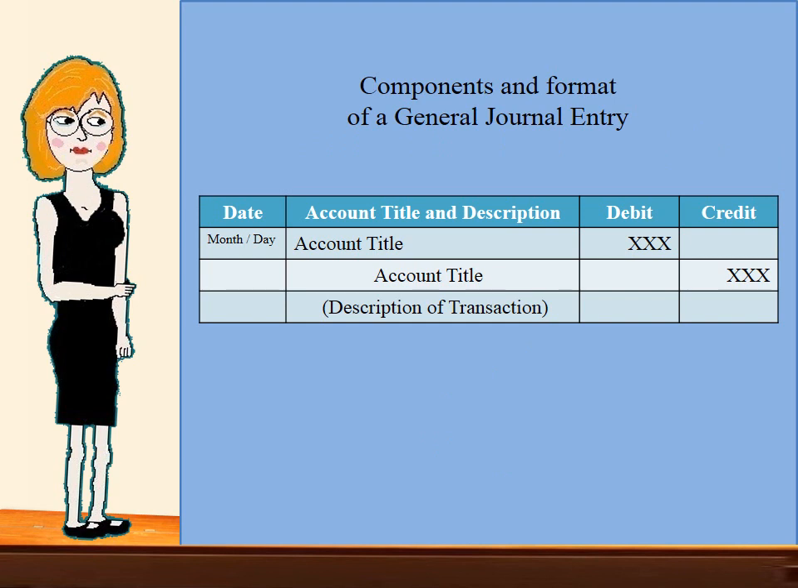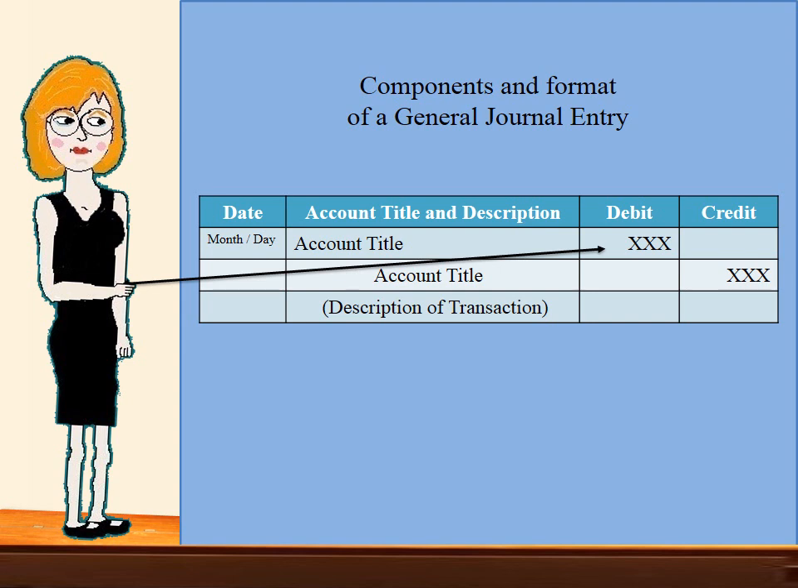Let's first look at the components and format of a general journal entry. You will start in the date column with the month and day. There will always be a debit in the account's title and description title, and this will be debited. So there will be a debit. Then there will always be a credit in the same column. And third, you will always have a description of the transaction. Please make sure to keep your descriptions short and concise.